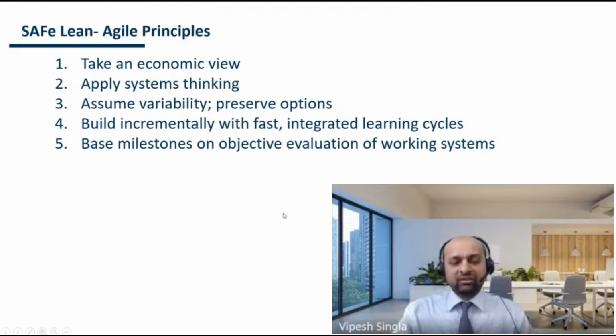Then the next SAFe principle is base milestones on objective evaluation of working systems. This principle emphasizes the importance of objective evaluation of working systems to determine whether the system meets the desired requirements or not.